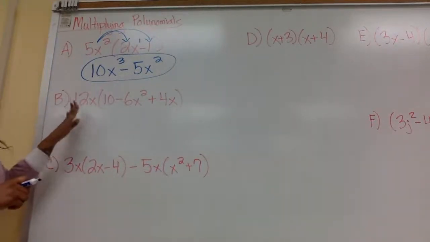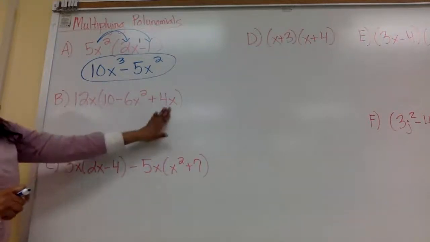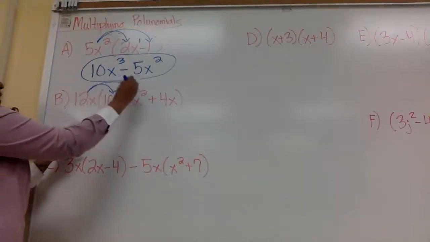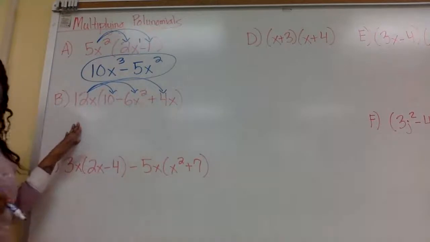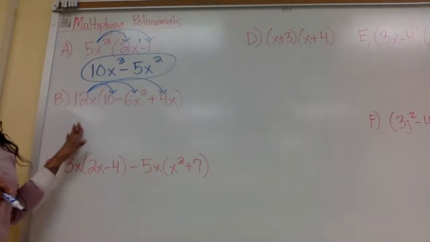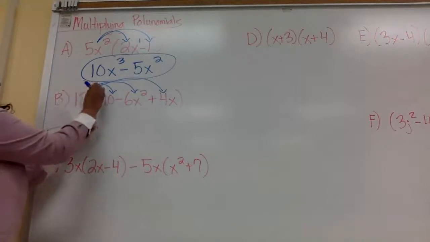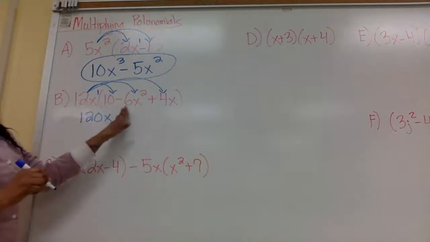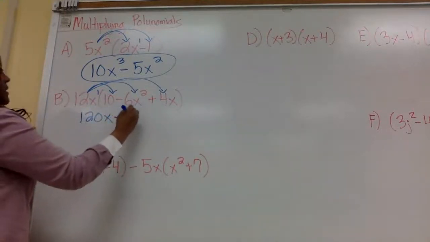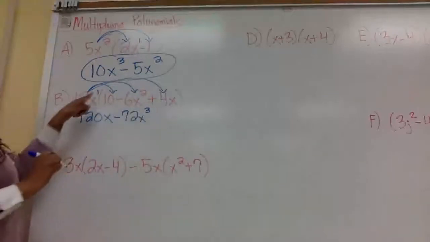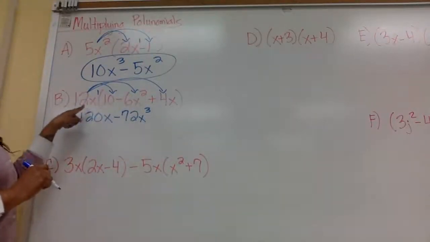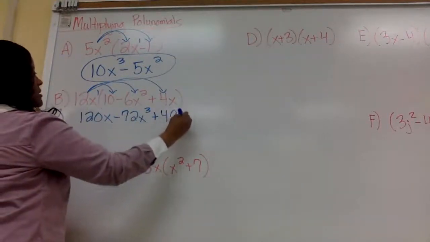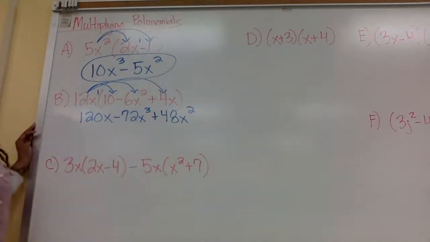Okay, next one. This time I have a monomial times a trinomial, but I'm going to multiply it the exact same way. Take whatever's on the outside, multiply it by whatever's on the inside. Multiply the big numbers, add the exponents. 12x times 10 is 120x. 12x times negative 6x squared is negative 72x to the third power. You add the exponents. There's 1 there and 2 there. 12x times 4x is 48x squared.